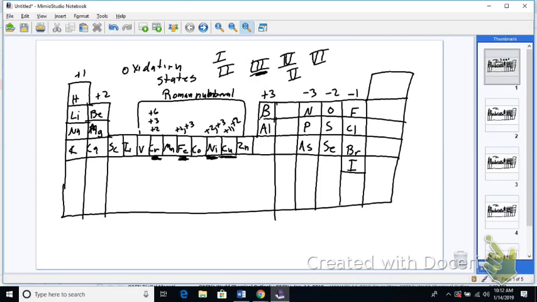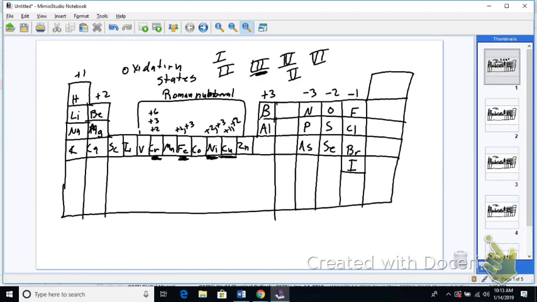Okay? So the popes, they kind of similar concept, similar idea. So anytime you guys write chromium, iron, nickel, copper, you have to use Roman numerals. You have to.